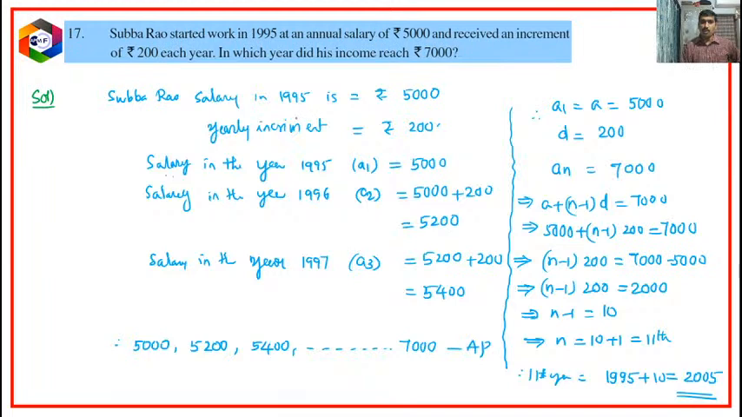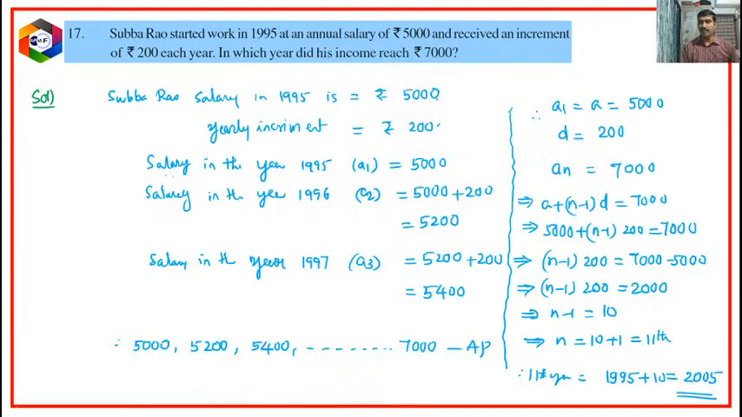So to 1995, 10 years let us add, so 2005. So the 11th year will be, that means 1995 is the first one, 1996 is second, 1997 is third, 1998 is fourth, likewise the 2005th year will be the 11th year. So that year his salary will be 7,000. Okay children, I hope it is clear.